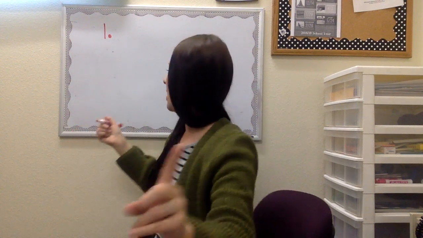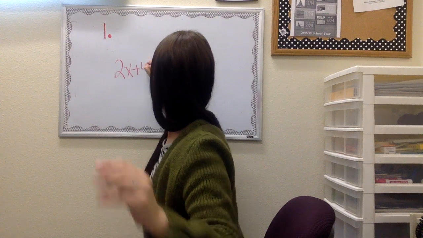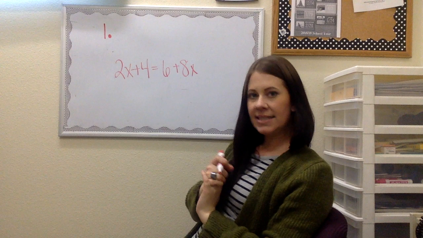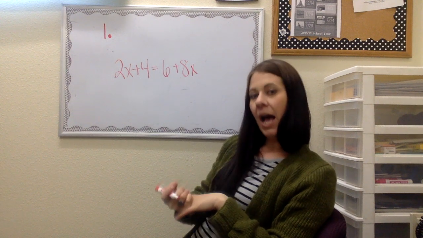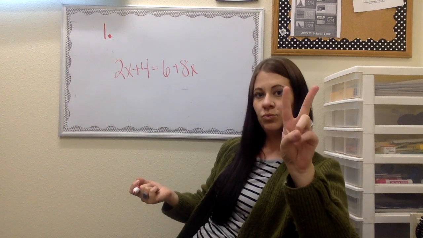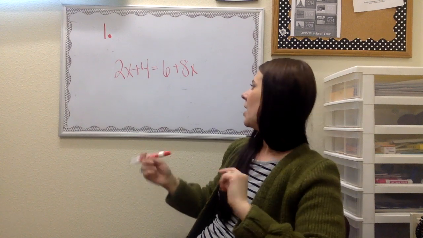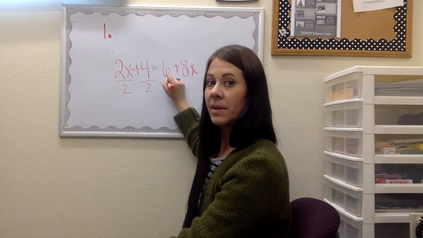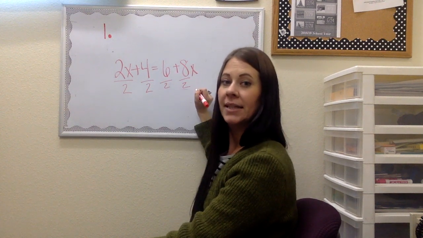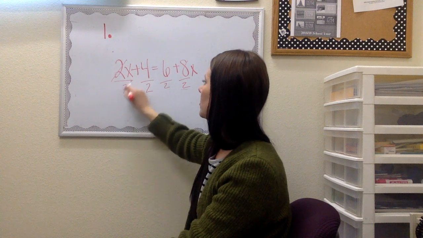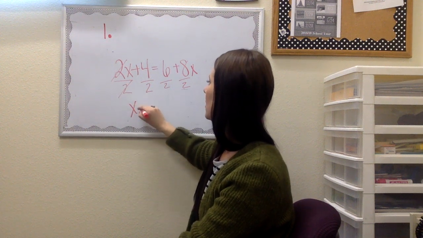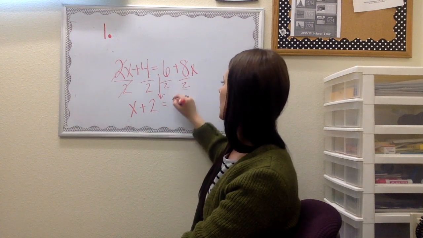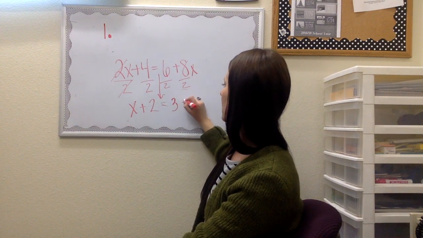So don't write this, just watch. If I decided in a problem like this, I wanted to divide by 2, which would help me in this problem, I don't just divide this by 2, but I divide this by 2, and this by 2, and this by 2. And if you notice, 2 over 2 leaves me x. 4 over 2 is 2. Don't move your fence. 6 over 2 is 3, and 8x over 2 is 4x.